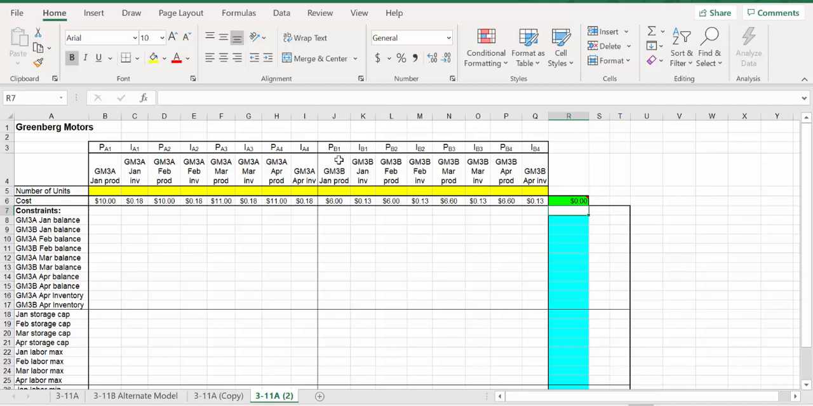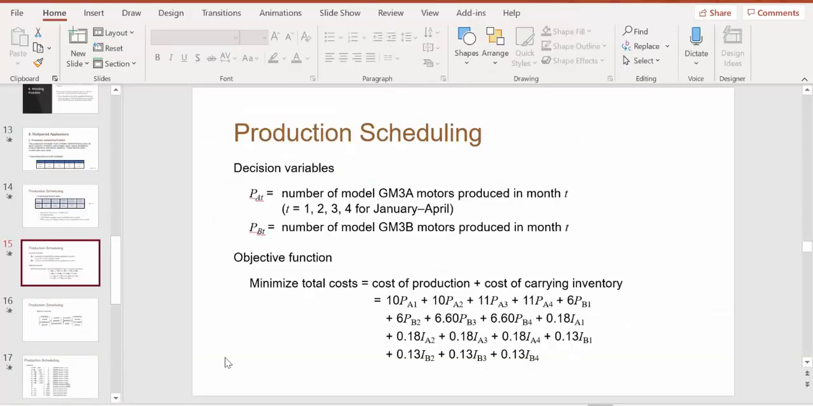In terms of what we've got for production and for inventory for January balance, let's take a look at our formulation. We figured out minimizing total cost. We have the cost of production, which is what we just did, and the cost of carrying inventory. Again, it's $10 for the first 2 months and $11 for the second 2 months. For motor B, it's $6 for the first 2 months, and then another 10% increase to $6.60. The inventory costs were 18 cents for each month for motor A, and the cost of carrying inventory is 13 cents for motor B.